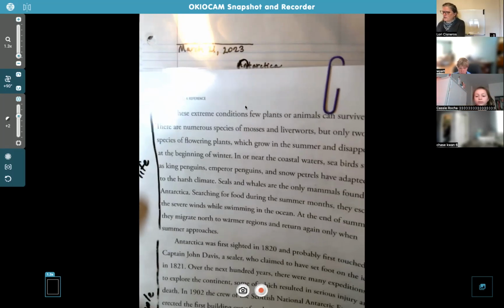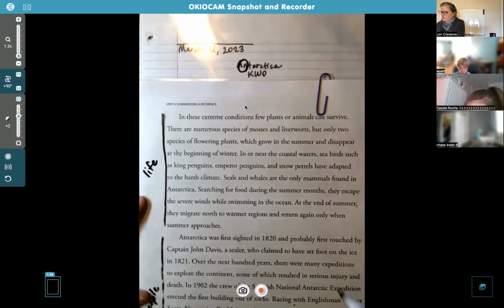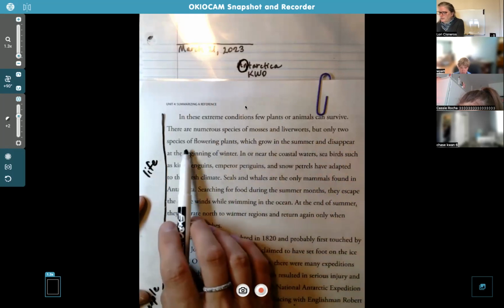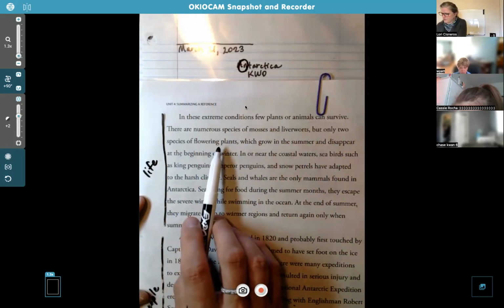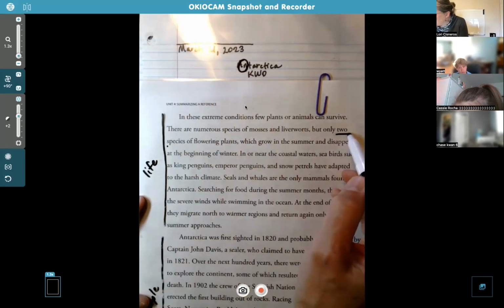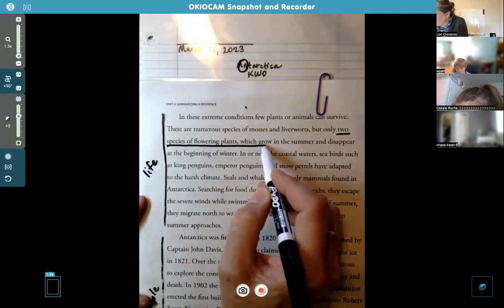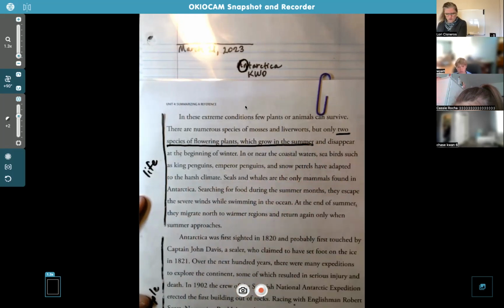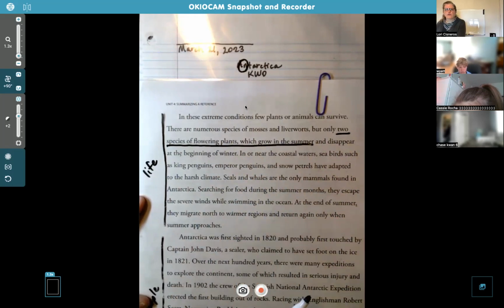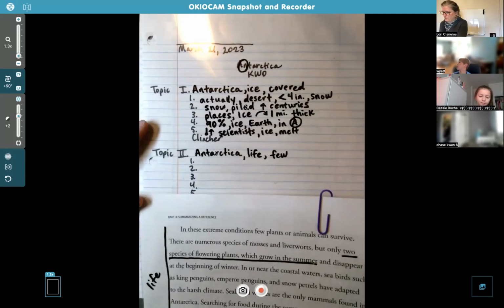And then it's talking about here, only 2 species of flowering plants, which grow in the summer. So let's underline 2 species of flowering plants, which grow in the summer. So Cassie, what are 3 keywords we can pull from that fact to put in our outline? 2 species of flowering plants which grow in the summer.